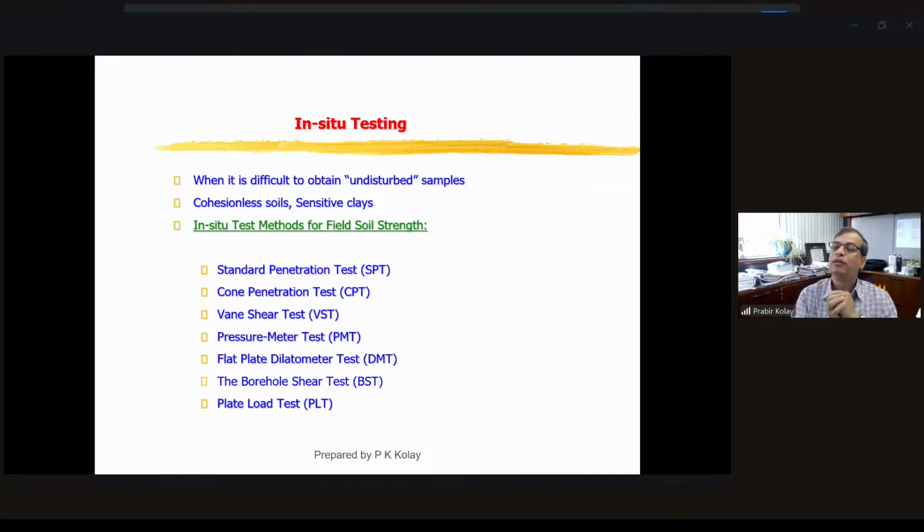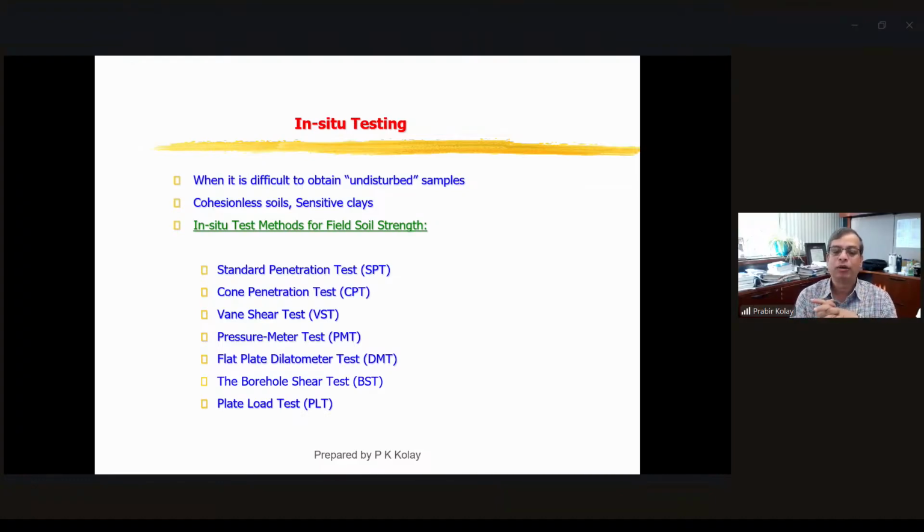Vane shear test: sometimes the soil is very soft. Even when you collect a soil sample from the field, the sample is already disturbed. So then what you need to do is go to the site and do the test there. It's called the field vane shear. Sometimes you can do the test in the lab, so the lab vane shear.